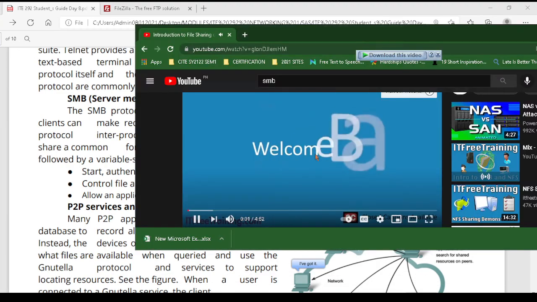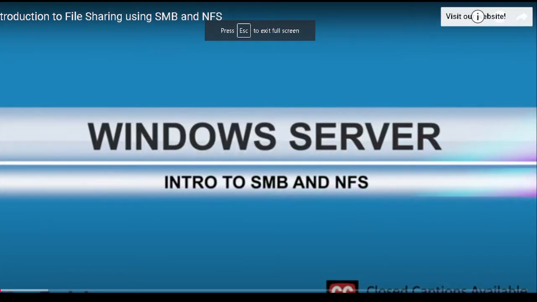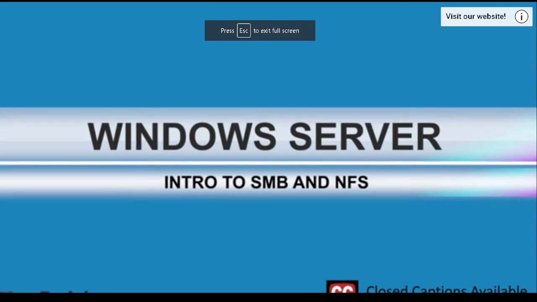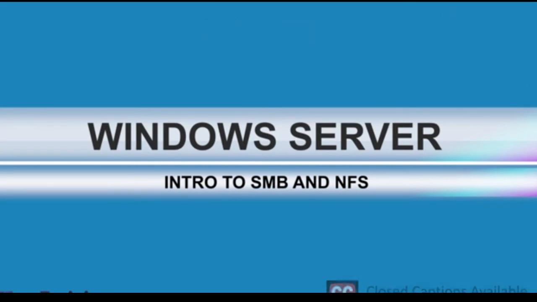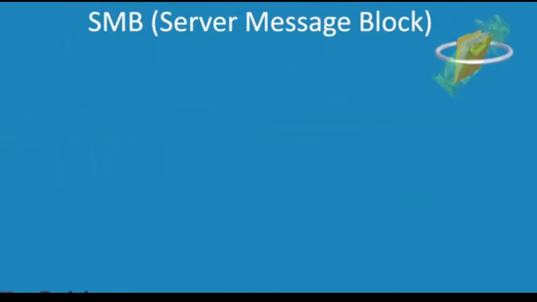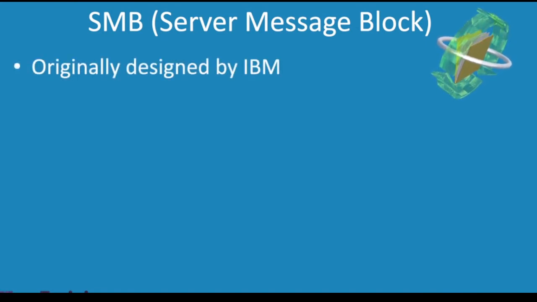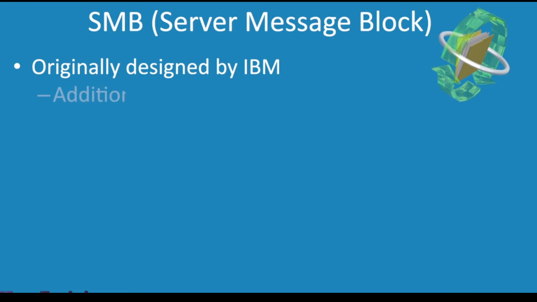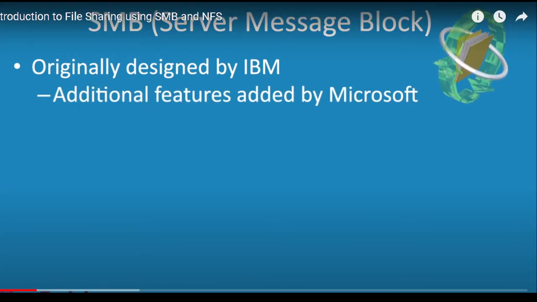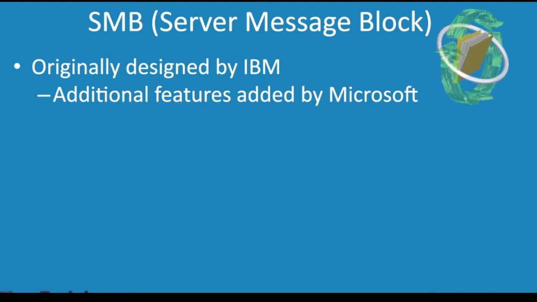In this video from IT Free Training, I will look at two file protocols supported by Windows. These two are SMB and NFS. To start with, I will look at SMB. SMB, or Server Message Block, was originally designed by IBM back in the 80s. Microsoft took the protocol and added additional features to it. This included other software used by Microsoft, like LAN Manager. This allowed the Windows operating system to map a drive to a remote file share and have this network drive accessed on that computer, just like a local hard disk.